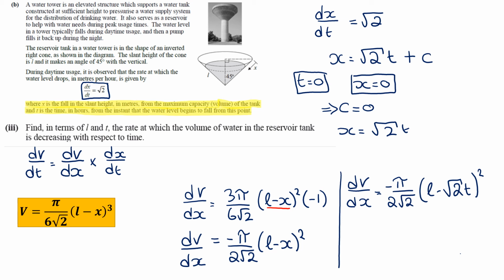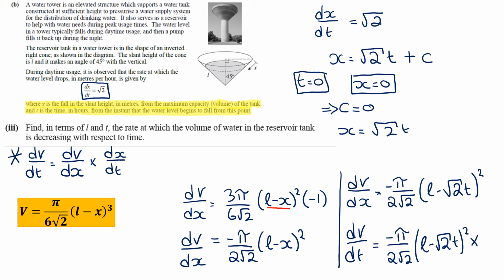And then going back over here, all I need to do to get my dv/dt is to take that and multiply it by dx/dt, which is root 2. Effectively it's like a root 2 over 1, so the root 2 on the top will cancel with that bottom and it cleans up nicely.